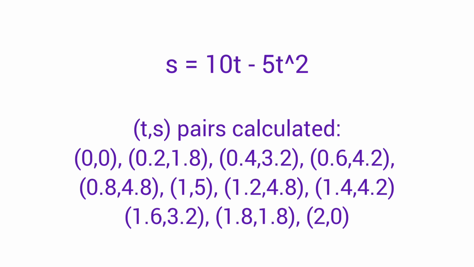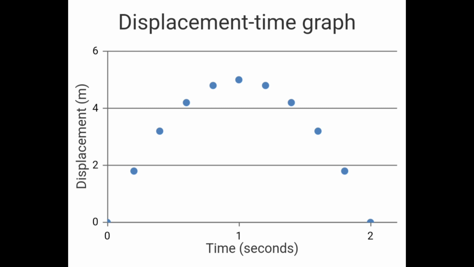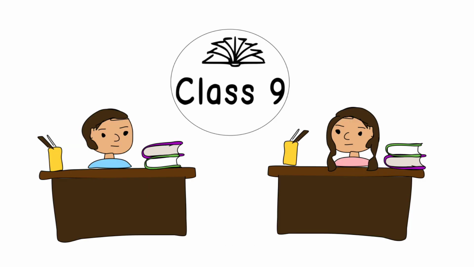Here are the t-s pairs calculated for the chosen time points using the derived equation. Plotting these points on a graph with displacement on the vertical axis and time on the horizontal axis, we get points forming a beautiful downward opening parabolic shape as shown. Now try constructing the graph yourself.